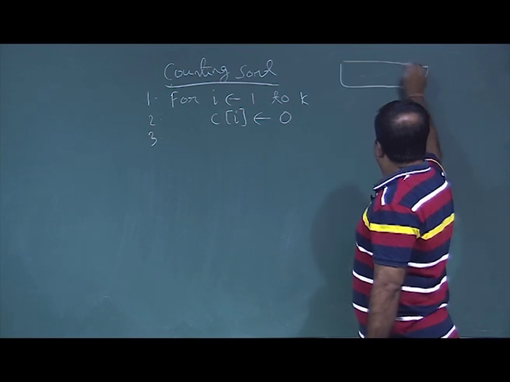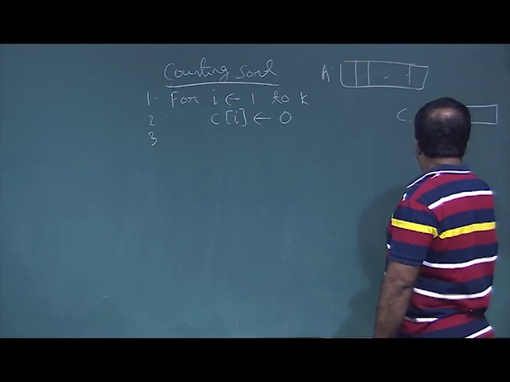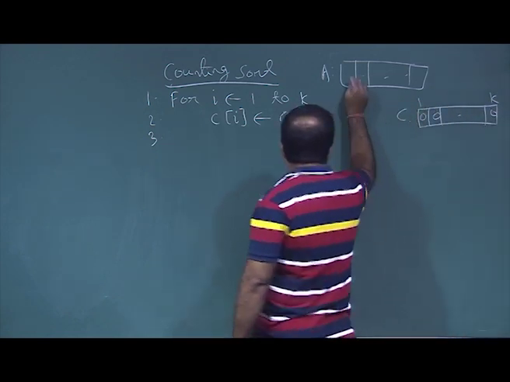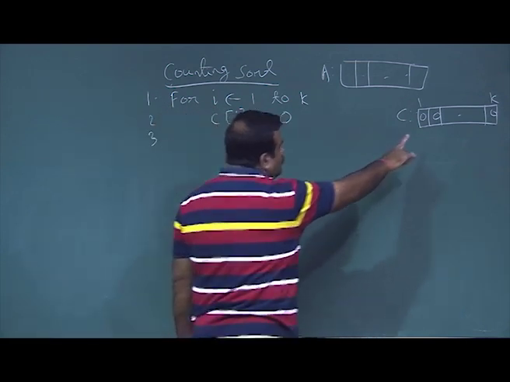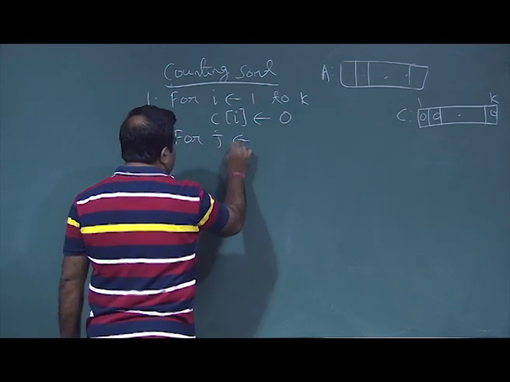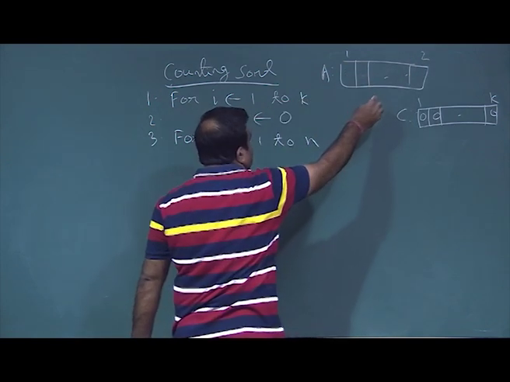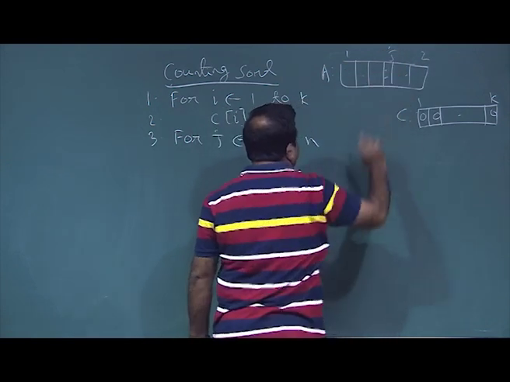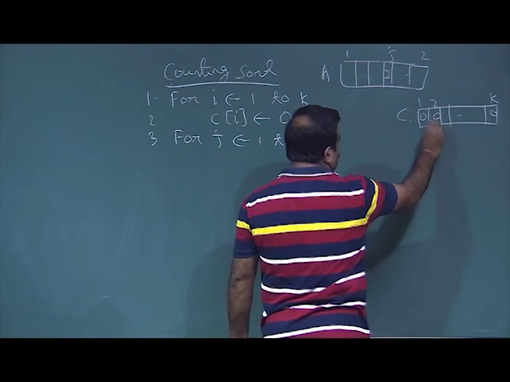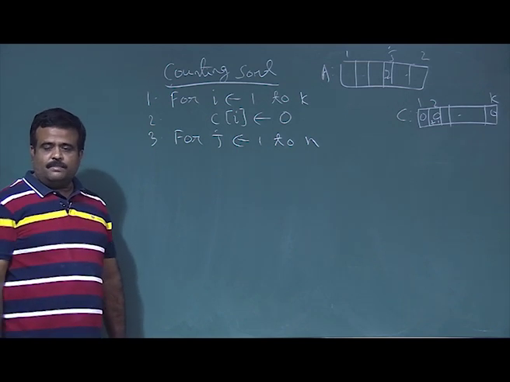We are given the A array of size n. So, this is our A array and this is our C array of size 1 to k. We initialize all of this by 0, and then we read this A array, and accordingly we put the frequency in the C array. So, for j equal to 1 to n, this is the A array. We read A[j], this particular j. Depending on the value of A[j], say if this is 2, then we go to this and put plus 1 like this. So, this is sort of the frequency we are counting, the frequency of that particular number coming in.